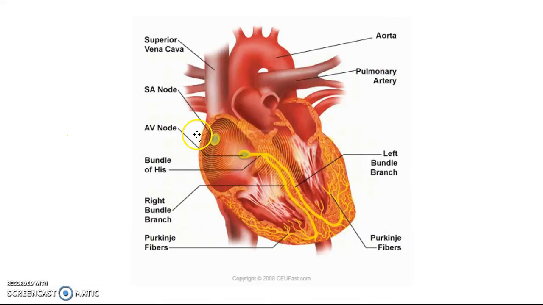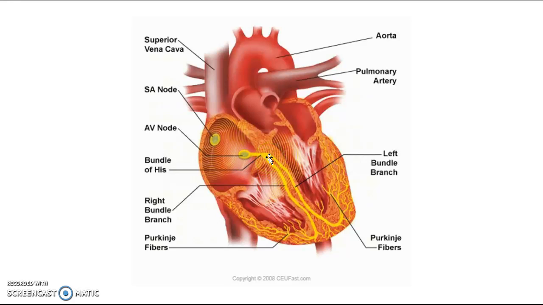So the SA node starts up here, and you can see it's like a stone being dropped into water, where it radiates a big circular pressure wave. It starts off small and then radiates outwards. If the SA node gets damaged, other parts of the conduction system may take over its role. This will be the AV node, or the bundle of His.